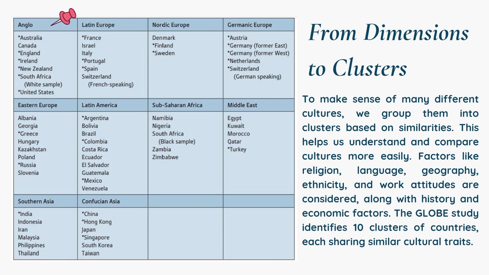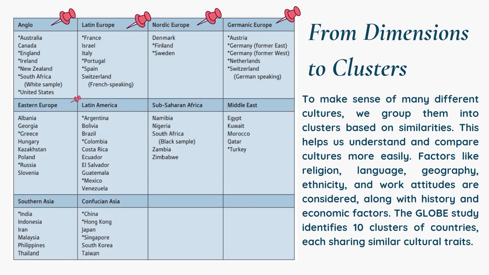For Anglo, it includes countries like Australia, Canada, England, Ireland, New Zealand, South Africa, and United States. For Latin Europe, it includes France, Israel, Italy, Portugal, Spain, and Switzerland. For Nordic Europe, it includes Denmark, Finland, and Sweden. For Germanic Europe, it includes Austria, Germany former East, Germany former West, Netherlands, and Switzerland.